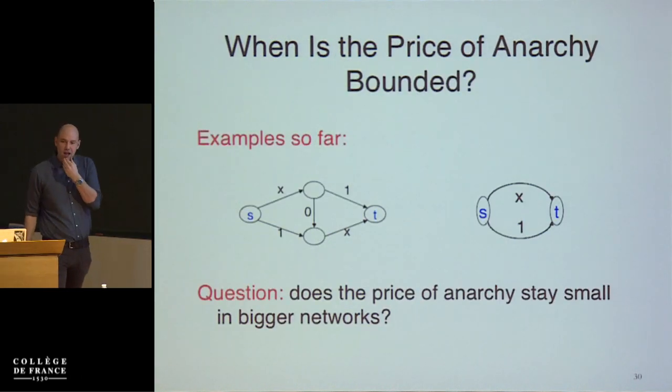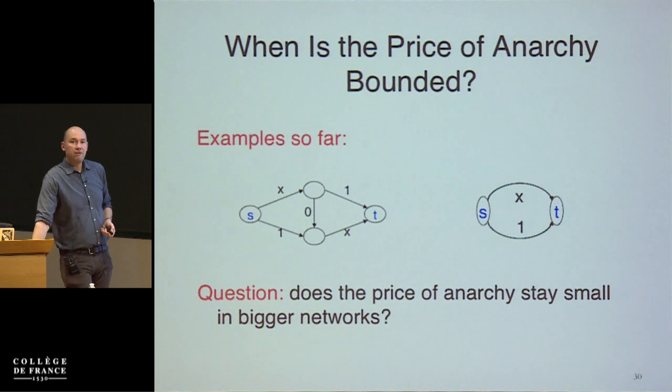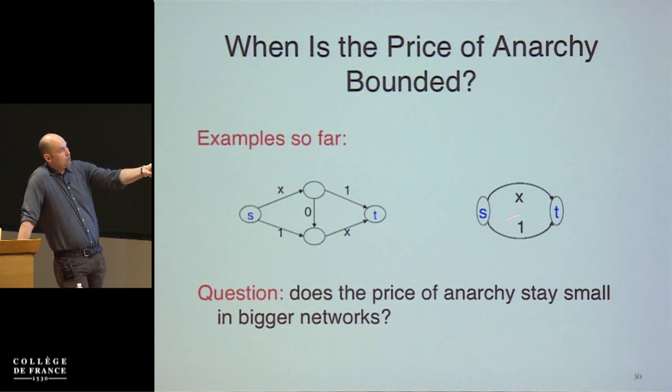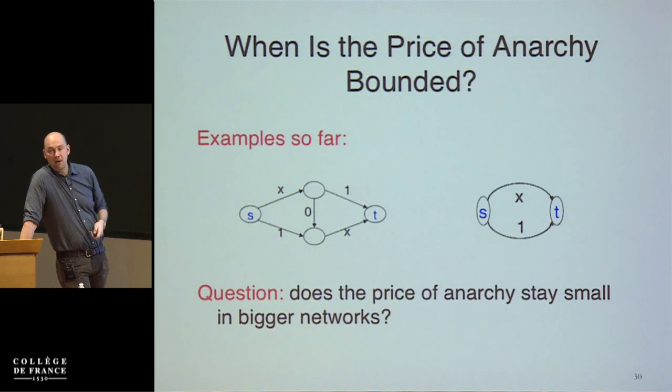Okay, so let's take stock of where we are. We have this routing network. We've looked at two examples. Pigou's example, remember the price of anarchy was 4/3 here, 60 divided by 45. We saw Braess's paradox, and I forgot to mention, Braess's paradox is a second example of a network where the price of anarchy is 4/3.